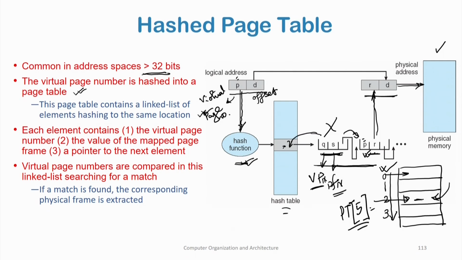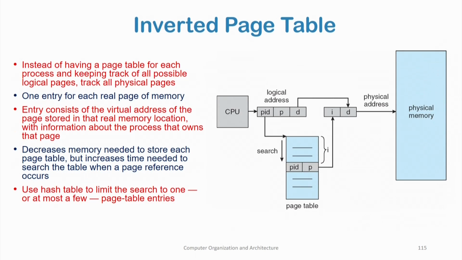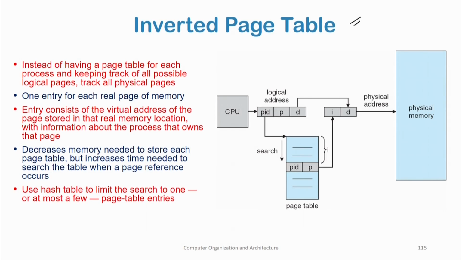Virtual page numbers are compared in this list, searching for a match. If a match is found, the corresponding physical frame is extracted, as we discussed. The next approach is the use of an inverted page table. Now, the main concept in inverted page table is the following. Instead of having a page table for each process and keeping track of all possible logical pages that we have, we only keep track of all physical pages.